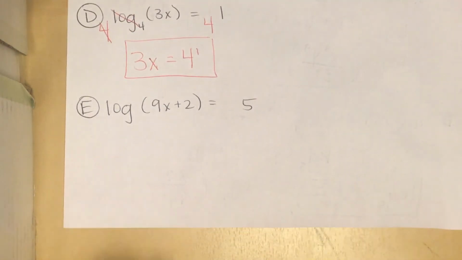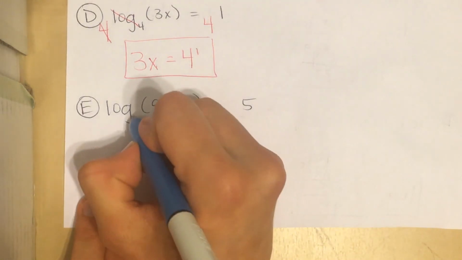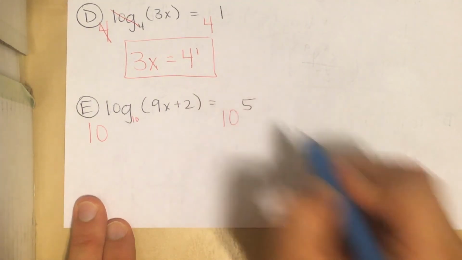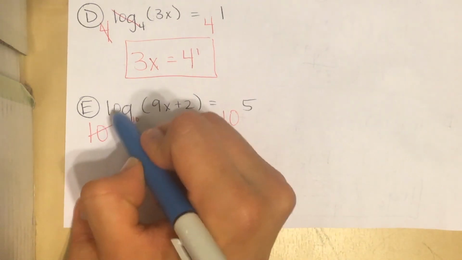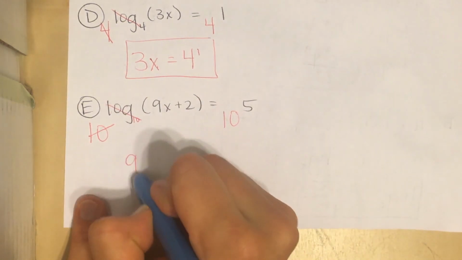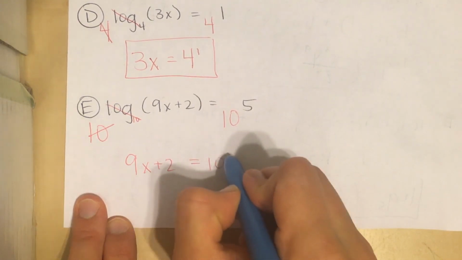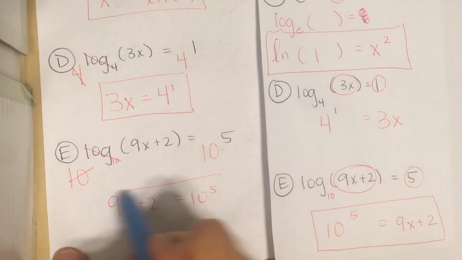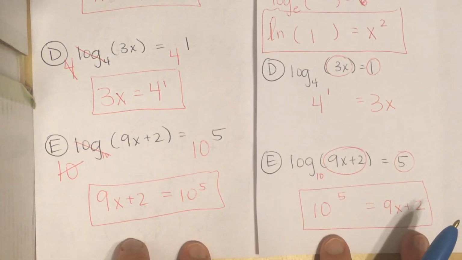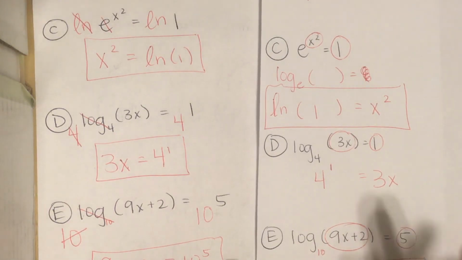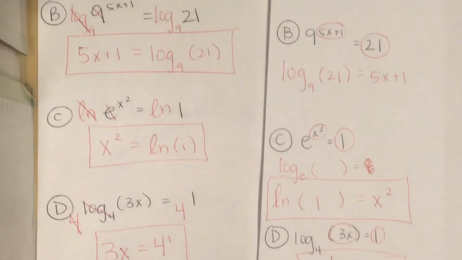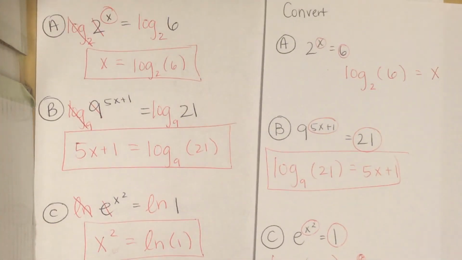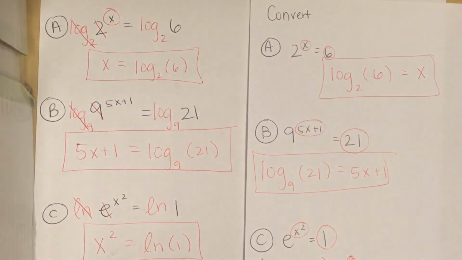Same idea for the last example. Common log has an implied base of 10, so I can make this 10 raised to the log power equals 10 raised to the 5 power. 10 and log base 10 cancel, so 9x plus 2 equals 10 to the 5th. And you'll see we got the exact same answers we got before. It doesn't matter that they're flipped. So you just need to choose which method you prefer. I think this method over here, the second one we did, would help you more when we're solving logarithms next class.